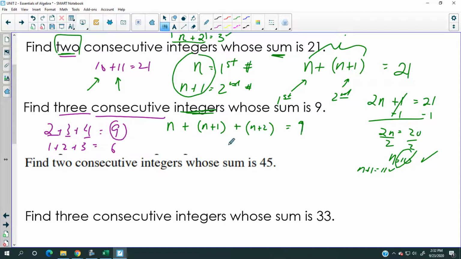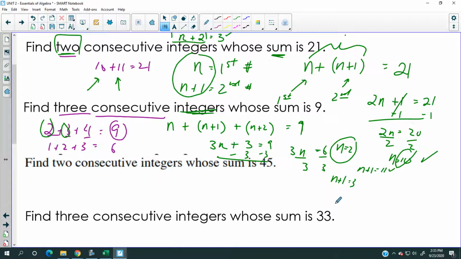So combining like terms, n plus n plus n, that's 3n. There's the bell. 1 plus 2 is 3, equals 9. Subtract 3, I'm going to take it to the side. I'm just solving here. There you go, n is 2. Remember that? n plus 1 is 3, and n plus 2 is 4. 2, 3, 4. Okay, that's how you do it.